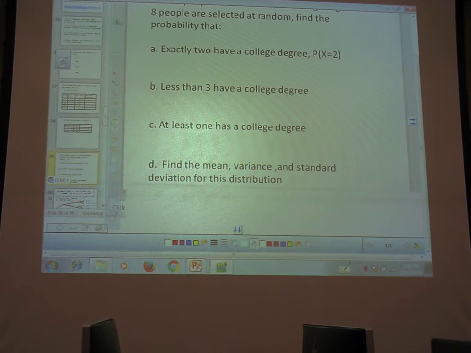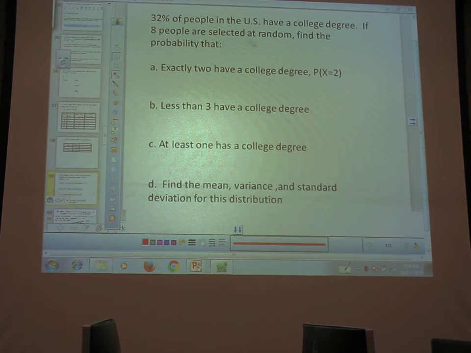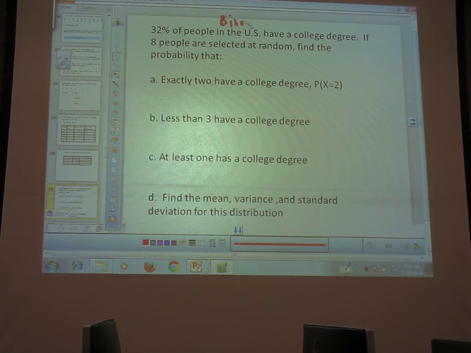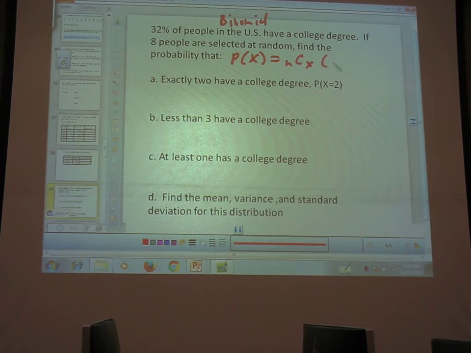So at the end of last class, we did this one already. What kind of problem is this one? Binomial. Yeah, binomial. So that's where the probability of x is equal to n choose x times little p to the x times little q to the n minus x.